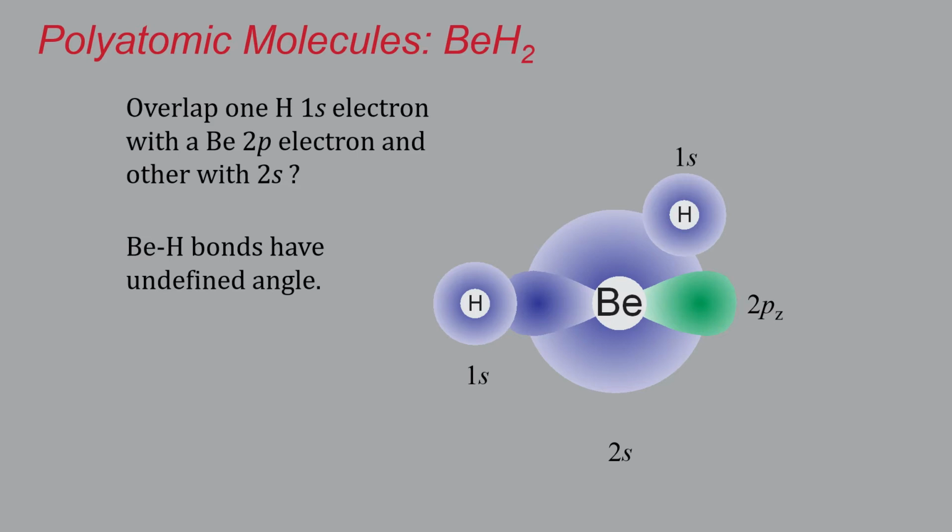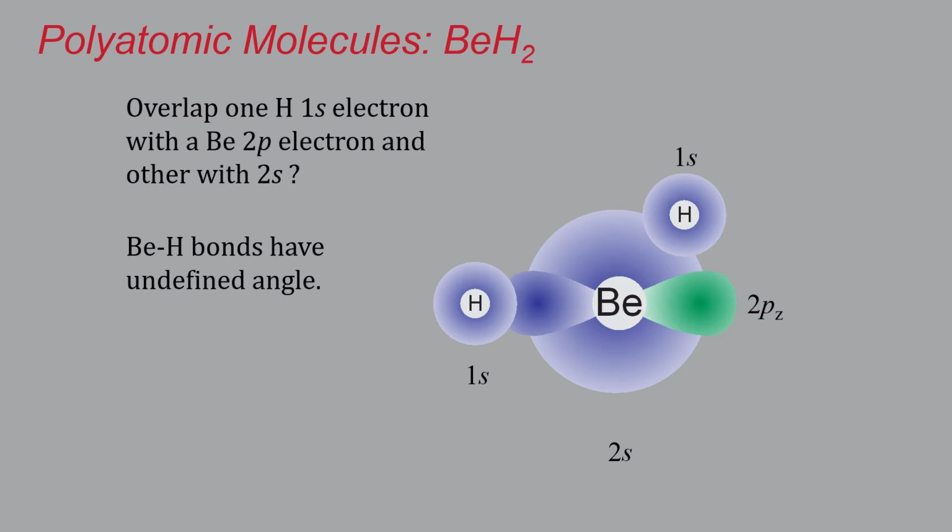The problem is that because of the spherical symmetry of that 2s state, or an electron in that 2s state, that particular atom could be anywhere, which would give the hydrogen, beryllium, hydrogen bond angle, it would be undefined. It pretty much could be anything.